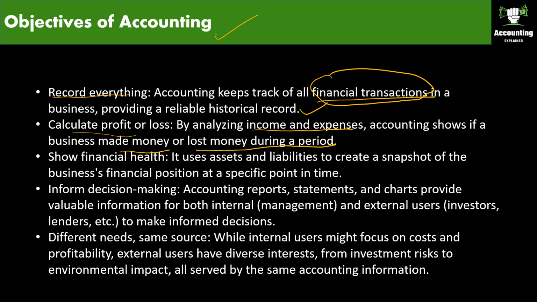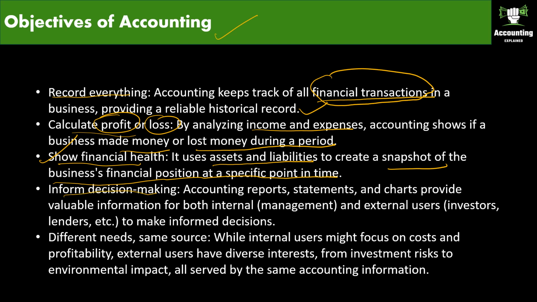What is the purpose of carrying on a business? To make profit. So that should be shown clearly, whether we have made a profit or a loss. Show financial health. It uses assets and liabilities to create a snapshot of the business's financial position at a specific point in time. So by seeing the assets and liabilities, we can say about the financial health of a company for a specific point in time, that is for a year or quarterly or half yearly, etc.